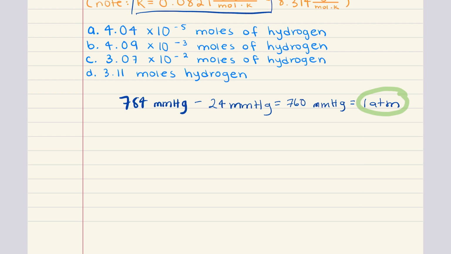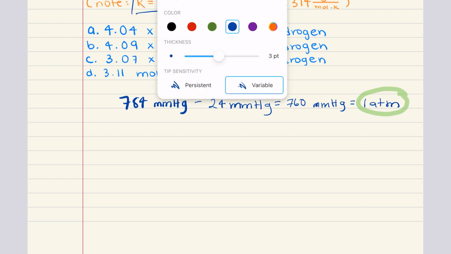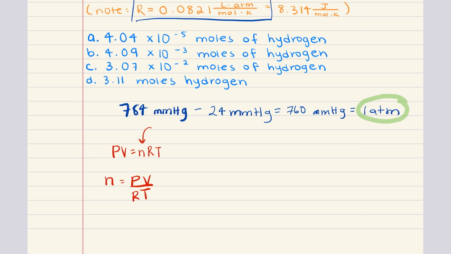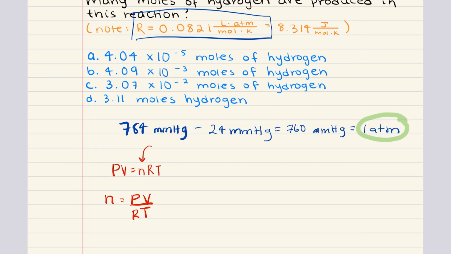Now that we have the pressure, let's go ahead and write down our ideal gas law, PV equals nRT. And we're going to be solving for moles of hydrogen gas. So let's go ahead and isolate that variable n and move all the other variables to the other side. So what we're going to get is n is equal to PV over RT. Now, our ideal gas constant is the following value, 0.0821 liters times atmosphere over moles times Kelvin.